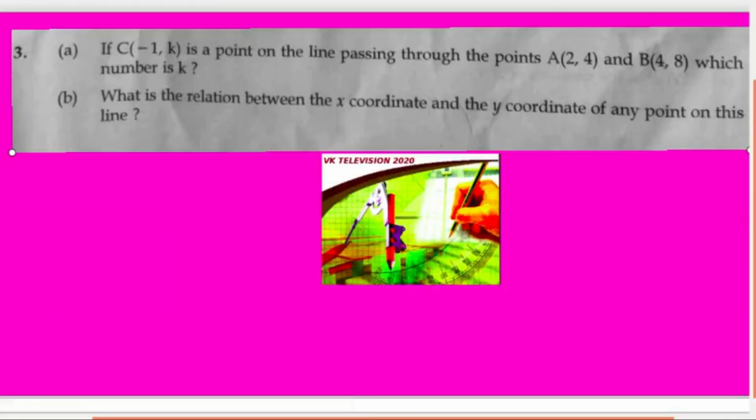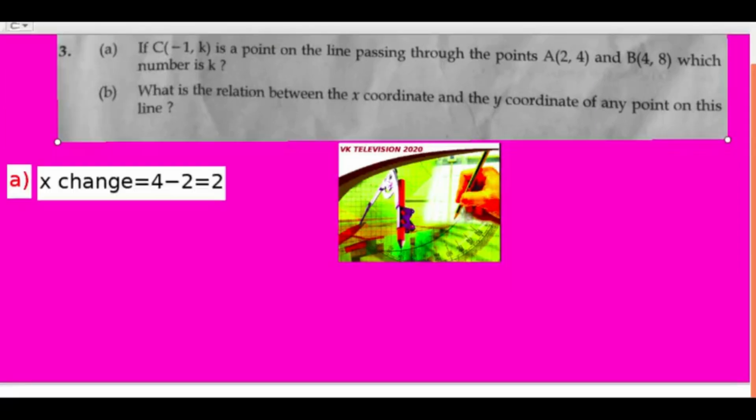4. Next question. If C of minus 1, k is a point on the line passing through the points A of 2, 4 and B of 4, 8, which number is k?